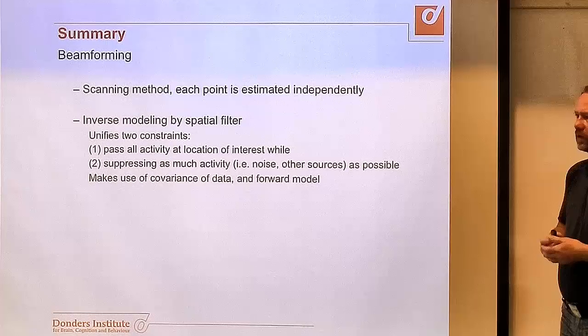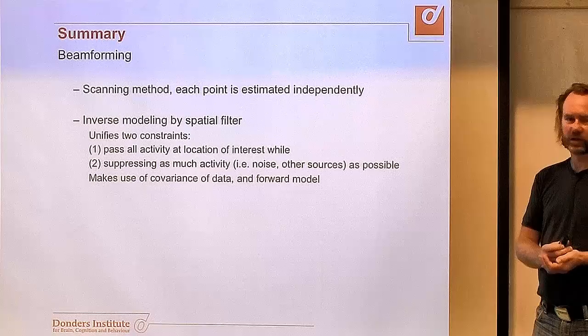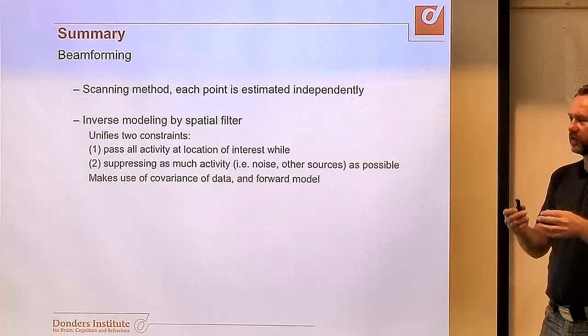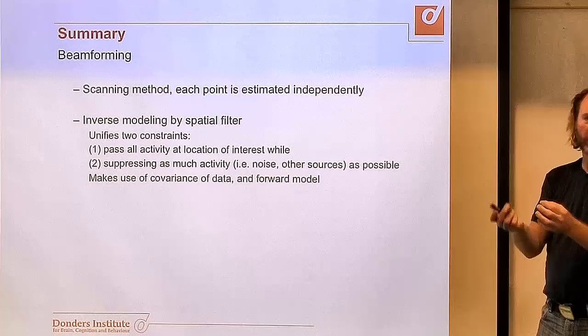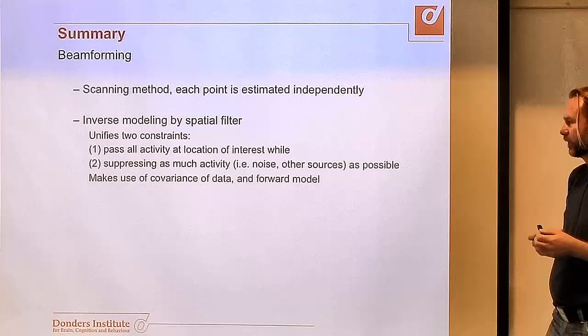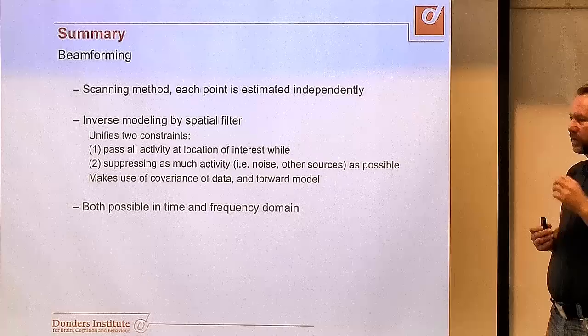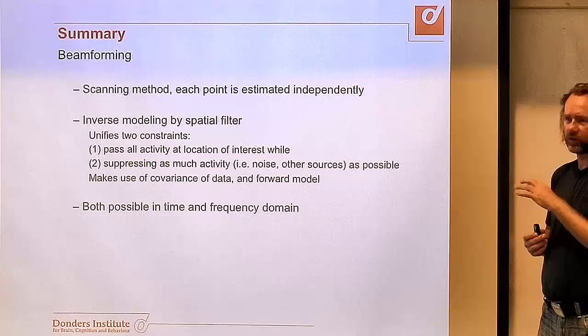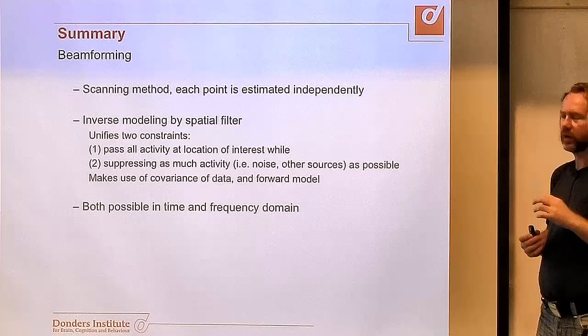And the activity that we're suppressing is basically obtained from the data. So we're not explicitly saying which activity we want to suppress, because we know that all the activity that was recorded and that's not coming from the location of interest is interfering. That's why we suppress all the activity that's present in the data not coming from this region of interest. And that makes use of the data covariance matrix. Beamforming methods are possible in both the time and the frequency domain. I've shown you how the time domain beamformer works, but the frequency domain beamformer is conceptually very similar.